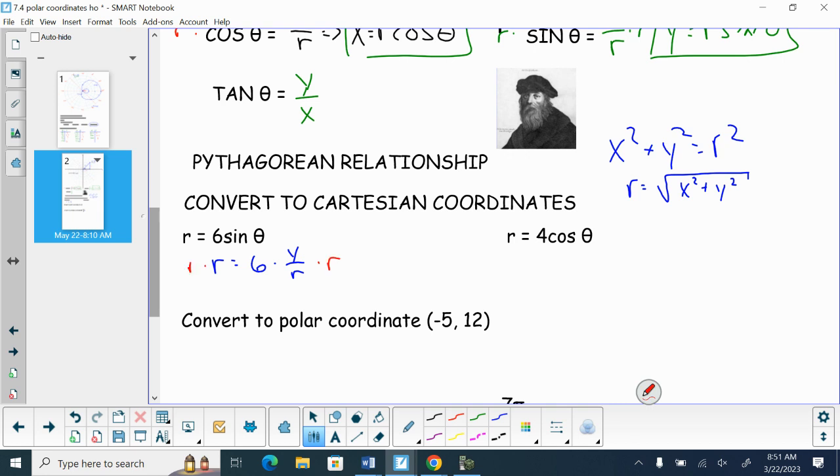Multiplying both sides by r, we have r squared is equal to 6y. Now we've got an r squared, which is a little bit easier to work with. r squared is equal to x squared plus y squared. So I have x squared plus y squared is equal to 6y, which in a conic section world is more acceptable if you have it equal to a constant and you collect your variables. So we have x squared plus y squared minus 6y is equal to 0.